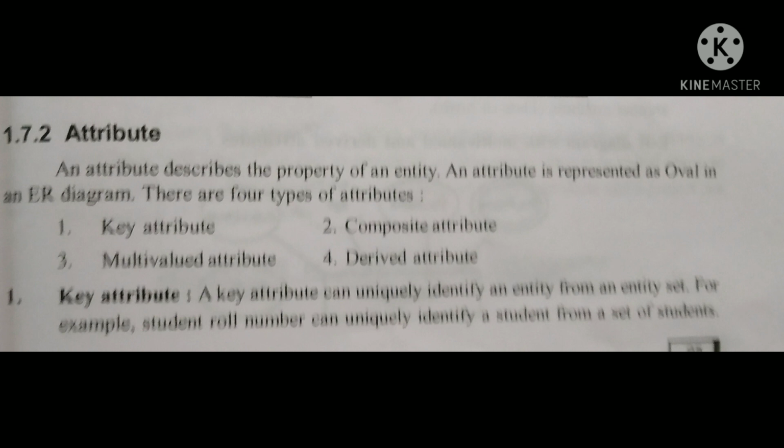A key attribute is represented by an oval, the same as other attributes. The text of the key attribute is underlined. Generally, it is an underlined attribute.